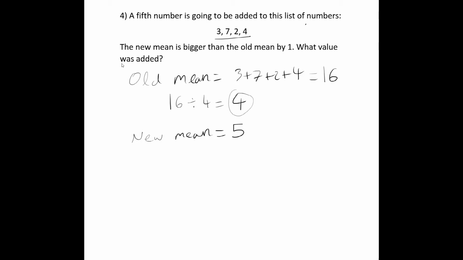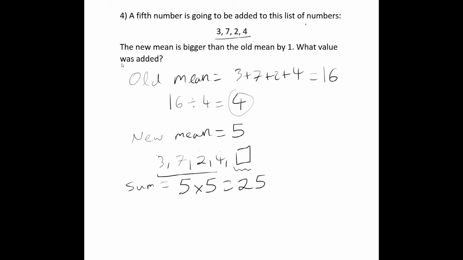To work out what the new set of numbers, which is 3, 7, 2, 4, and then an unknown number, add up to, the sum, I need to do the new mean, which is 5, multiplied by how many numbers there are, which is 1, 2, 3, 4, 5, giving me 25. To work out the missing value, I add up the numbers that I know, 3, 7, 2, and 4, which is 16, and I subtract that from 25, which will give me 9. So that means the new number added was 9.